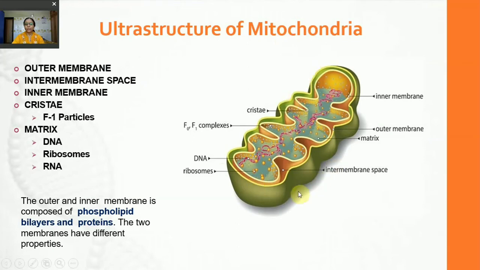It is bound by two membranes, the outer membrane and the inner membrane. Between them is present the perimitochondrial space. The inner membrane is much longer than the outer membrane and hence it is thrown into folds called cristae. Inside is present the matrix which contains DNA, ribosomes, RNA, and the inner foldings, that is the cristae, have stalked particles called F1 particles or elementary particles.